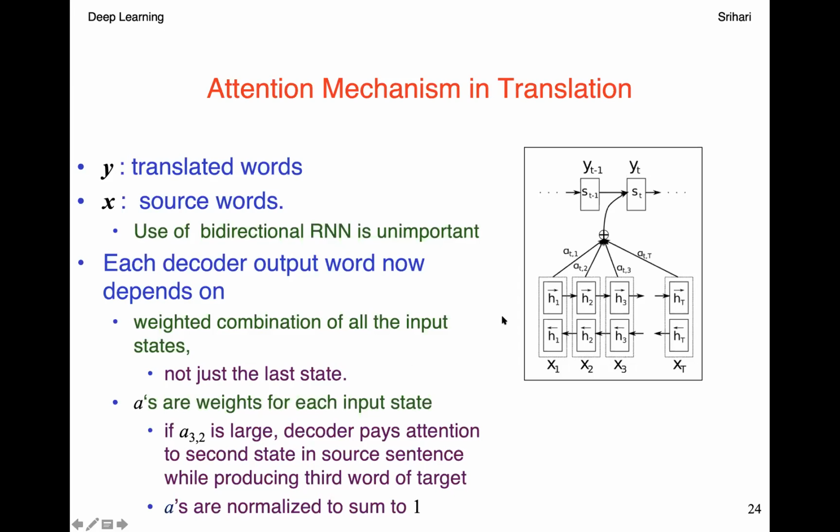So in the sense, the previous one was using just a single vector. You can think of it as a last state that was being provided. So this is using some weightage of all of the previous states here. So these are all the previous states that were all observed. All of them are being taken as input. A is the weights for each input state. If A32 is large, the decoder pays attention to the second state in the source sentence while producing the third word of the target, and the A's are normalized to sum to 1.